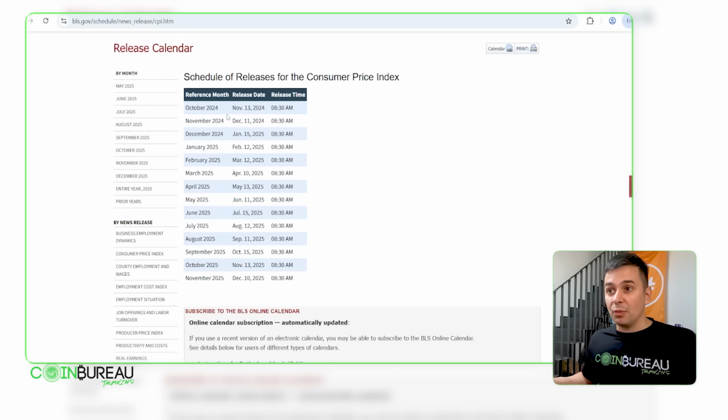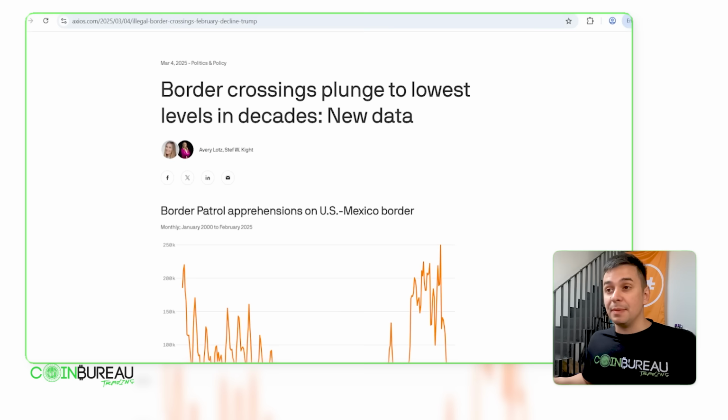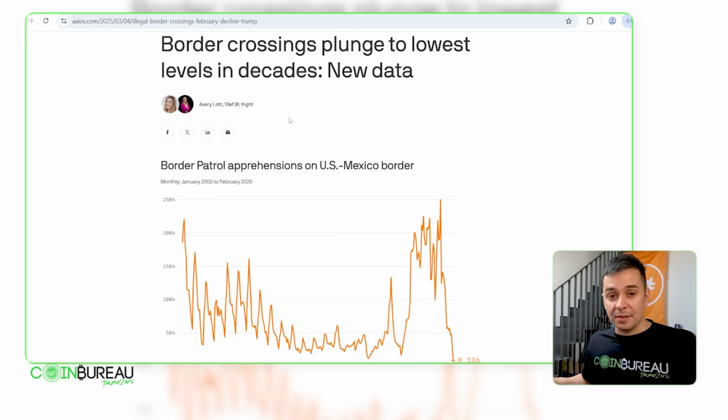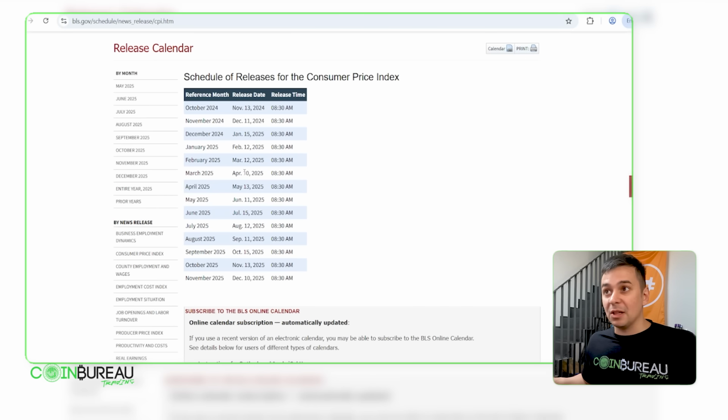And of course, one of the main reasons why CPI has been so high is because of services inflation, specifically related to shelter. So when you have less people coming over the border, ever since Trump got into office, it's only a matter of time that you would start to see a huge drop in shelter and related inflation, and you would basically have CPI come in lower than expected.